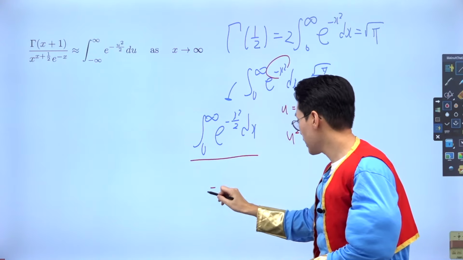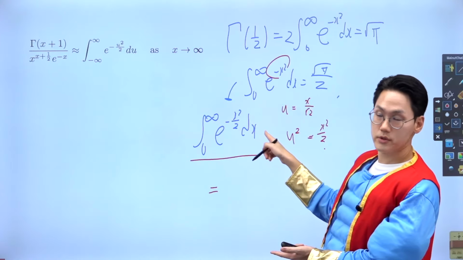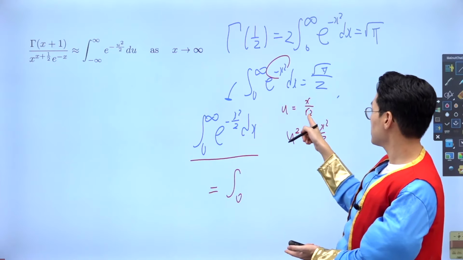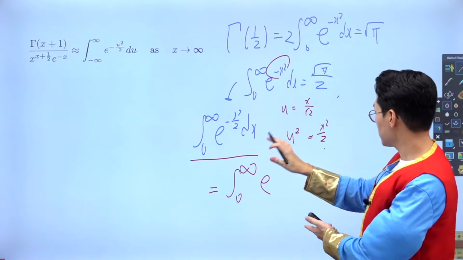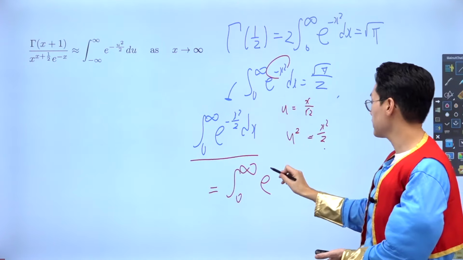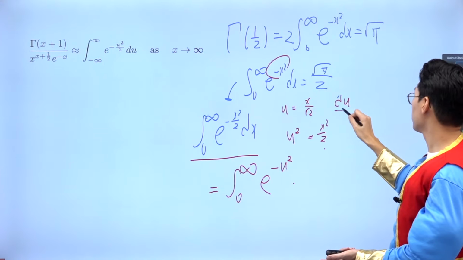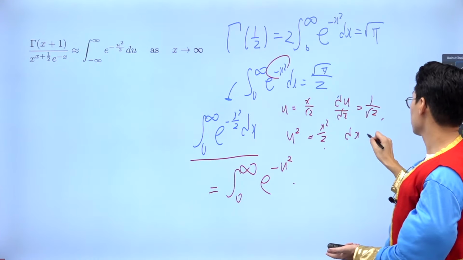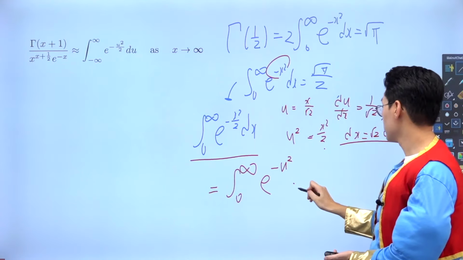So now, if I change this integral with respect to u, the 0 was for the x, and the infinity was in terms of x. So if I let x be 0, u is going to be 0. And if you put x to infinity, u is going to go to infinity as well. But now, everything in terms of u will become the following. x squared over 2 will be just u squared, so I've got negative u squared. And now let's do the du over dx. du over dx is just 1 over square root of 2. Therefore, dx will be root 2 du. So then, dx will be replaced by root 2 du.